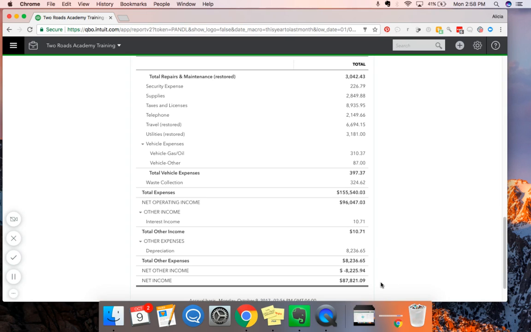The very bottom line here is net income. That is all of your revenue items less all of your expense items. So this is the total profit earned for this period.